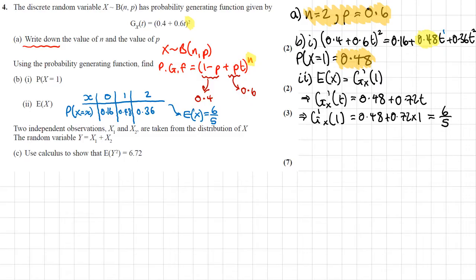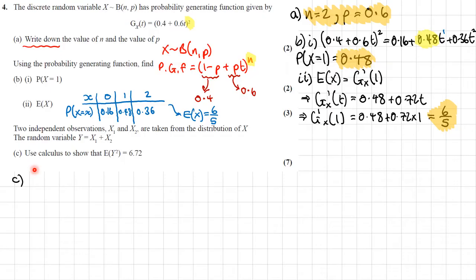I think they're expecting us to use the actual probability generating function way rather than a table. Sometimes the table is just not practical to do on a question like this, so just go for using the formula. It's in the formula book anyway to find E of x.